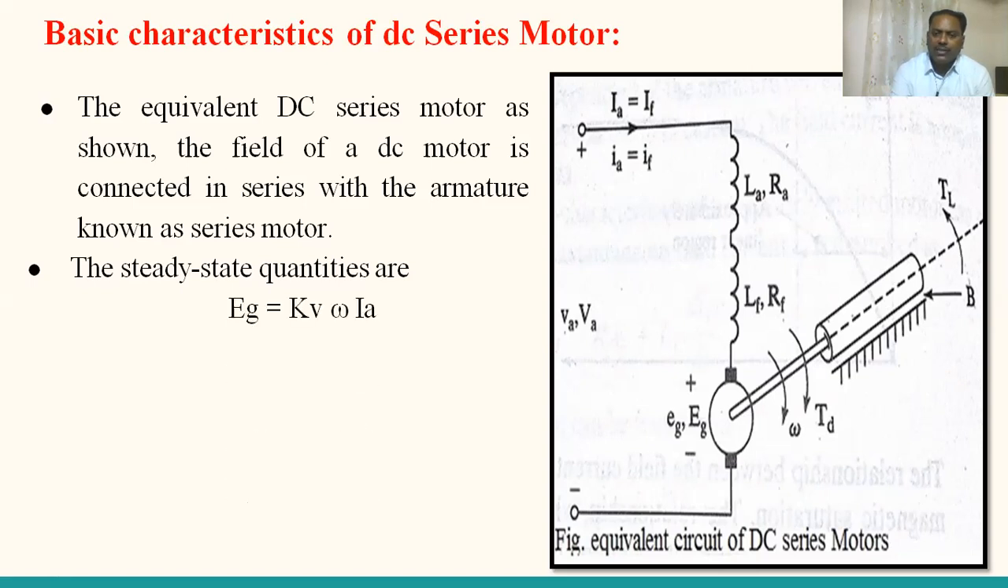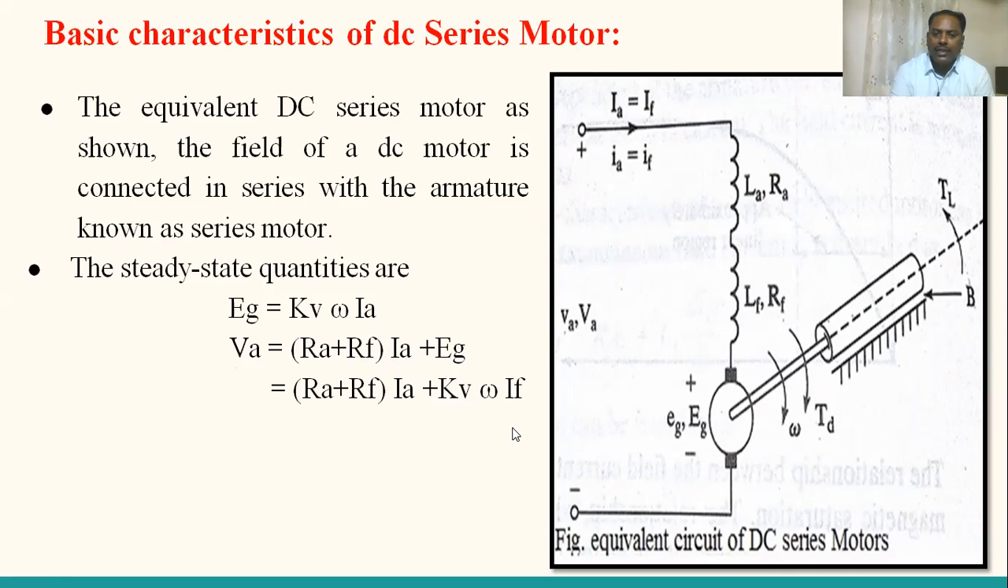As usual, this is the familiar equation: the back EMF or generated EMF, which is directly proportional to speed and field current. But here, field current and armature current are both the same. So Ez is equal to Kv into omega into Ia. And similarly, Va, the armature voltage, is equal to Ia into Ra plus Ia into Rf. This can be written as (Ra plus Rf) into Ia plus Ez, but Ez has a value of Kv into omega into Ia or If, both are the same.